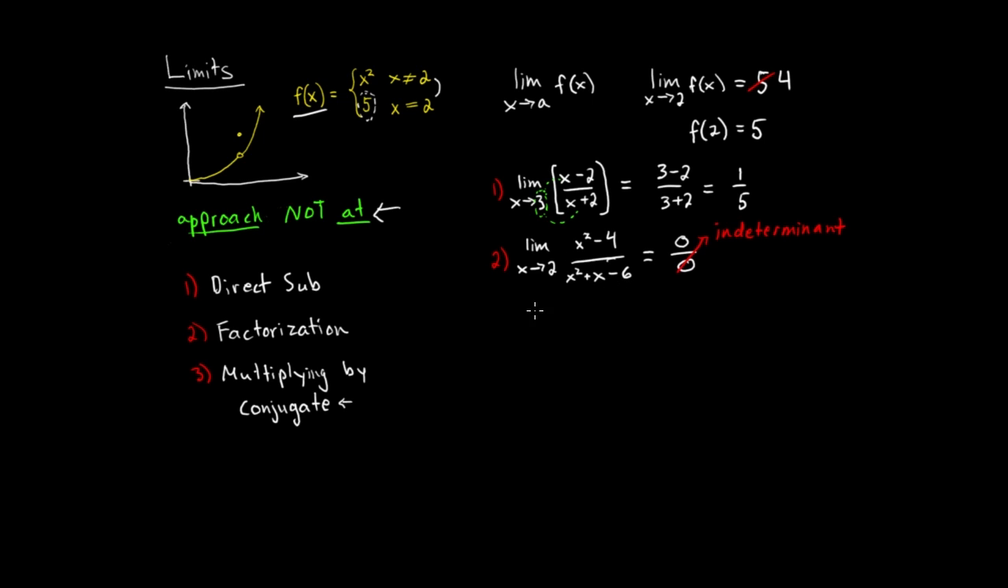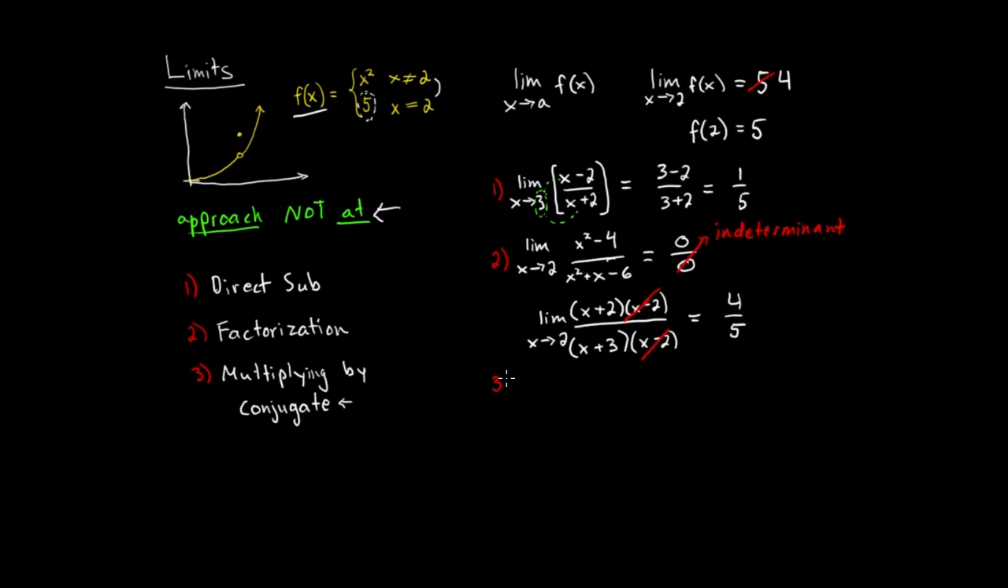So what we're going to do here, because method number 2 is factorization, is factor. So we're going to factor this as x plus 2 times x minus 2 over x plus 3 times x minus 2. And we're going to take the limit as x approaches 2. Okay? And what's really interesting here is you should see immediately that this term and this term cancel each other out. So now you're left with something really similar to our first example, which is just a simple direct substitution problem, and you end up with the answer 4/5.